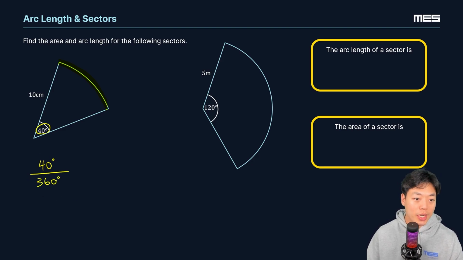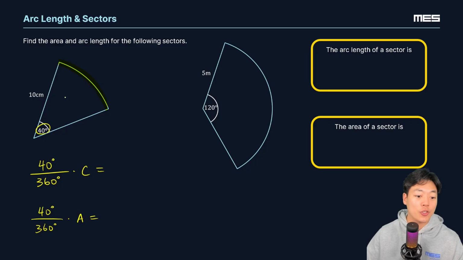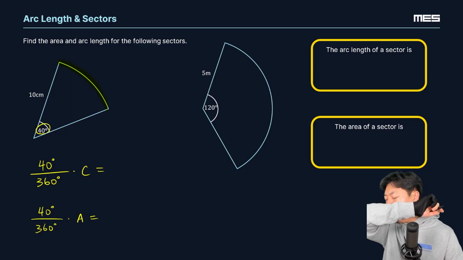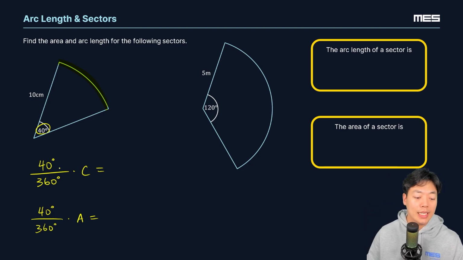That's the section of this circle that we're talking about. So times the circumference will give us our arc length. And if we take 40 degrees over 360 degrees times our area, that will give us the area of the sector. Now, circumference and area are relative to the entire circle. So the circumference of the entire circle will be 20 pi, because 2 pi r. So we have 40 over 360, that's 1 over 9, times 20 pi, and that gives us 20 pi over 9 centimeters.